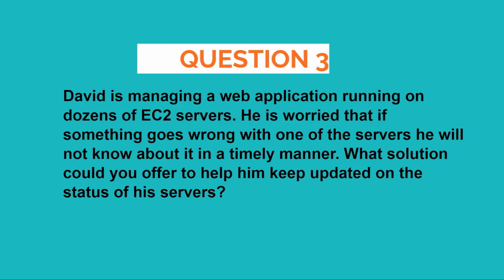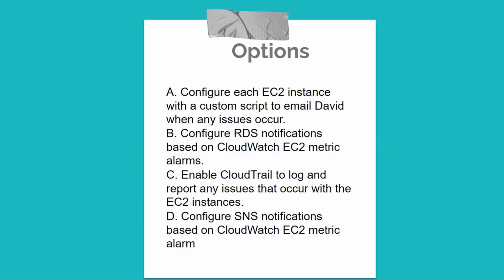Question. David is managing a web application running on dozens of EC2 servers. He is worried that if something goes wrong with one of the servers, he will not know about it in a timely manner. What solution could you offer to help him keep updated on the status of his servers? Option A. Configure each EC2 instance with a custom script to email David when any issues occur. B. Configure RDS notifications based on CloudWatch EC2 metric alarms. C. Enable CloudTrail to log and report any issues that occur with the EC2 instances. D. Configure SNS notifications based on CloudWatch EC2 metric alarm.